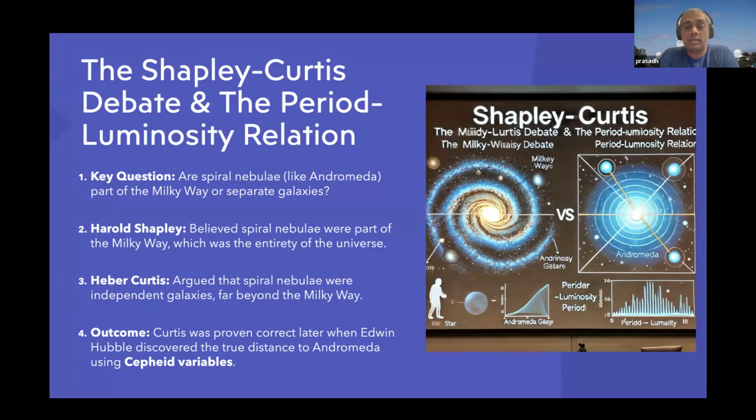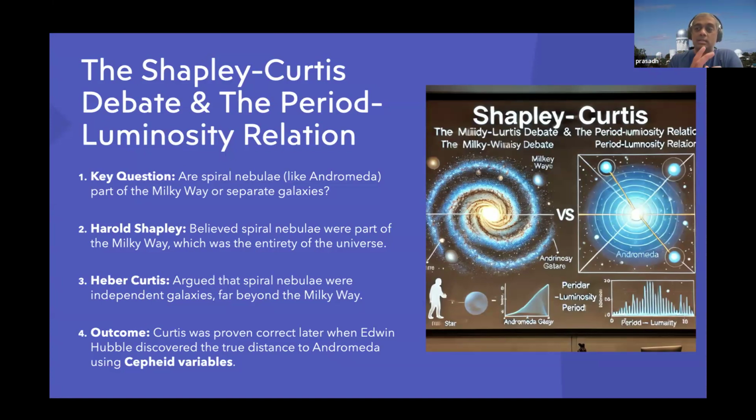He believed that this Andromeda galaxy, or the nebula as they called it at that time, is a part of our galaxy, not outside it, right? But Kurtz argued that it is not the case. This should be beyond our galaxy, right?